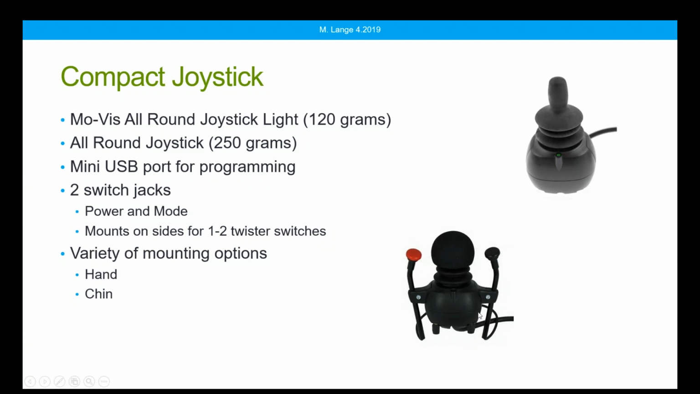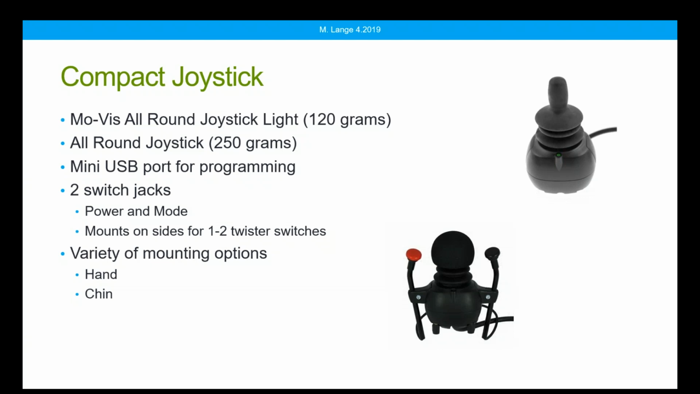There are built-in slots on the side. You have to remove these with a little tool, and you can place these twister switches in. These are just really nice, very ultralight mechanical switches, and these could be used, as I mentioned, for power and mode. As this is programmable, you can reassign what those switches control. You don't have to put the switches there. The switches could be wherever it best makes sense for that individual client for power and mode, but it's a nice option to build those right in.